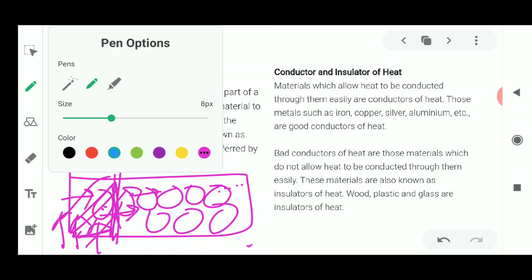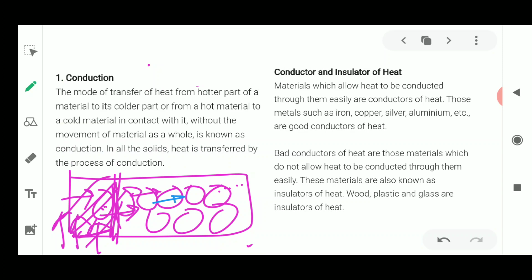In the same manner, that next molecule is going to transfer it to the next one. So this is how the complete rod is going to become hot after some time. Now this takes a few seconds, it takes some time.